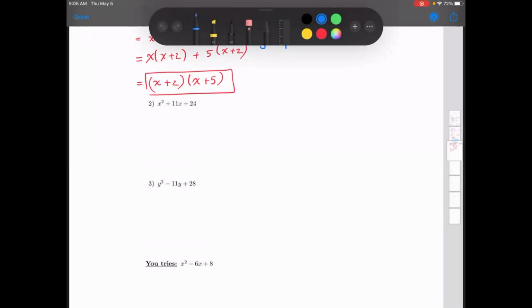So AC method, I need a product to be equal 24, right? Product is 1 times C, is 1 times 24 is 24. And then the sum is 11. So what are the two numbers? Multiply, give you 24, add to 11. Okay. 3 and 8. 3 and 8, good, very good, right?